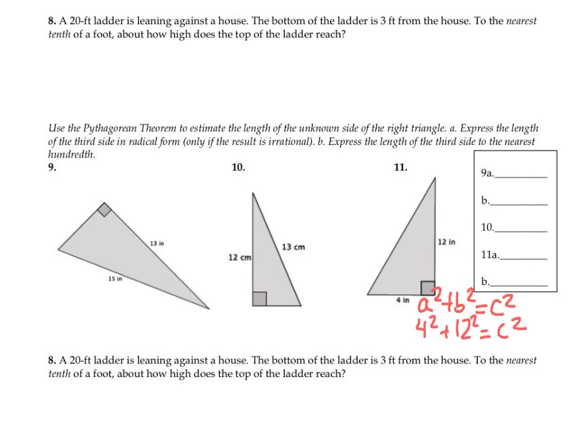And then typing that into my calculator, 4 squared plus 12 squared gives me 160. Equals c squared. And we know we can take the principal square root. And when I type that into my calculator, the square root of 160, I get 12.6. So that's the answer to part B, our answer to the nearest hundredth.